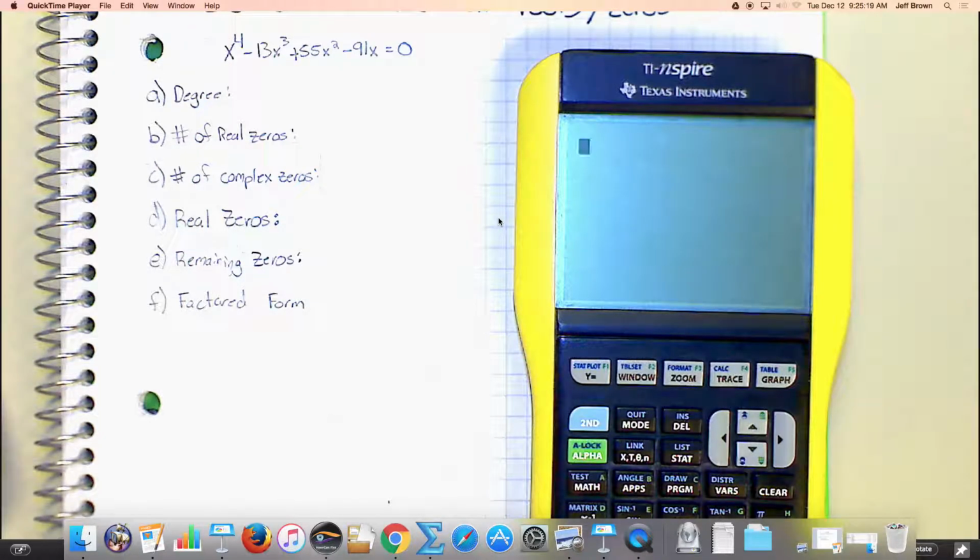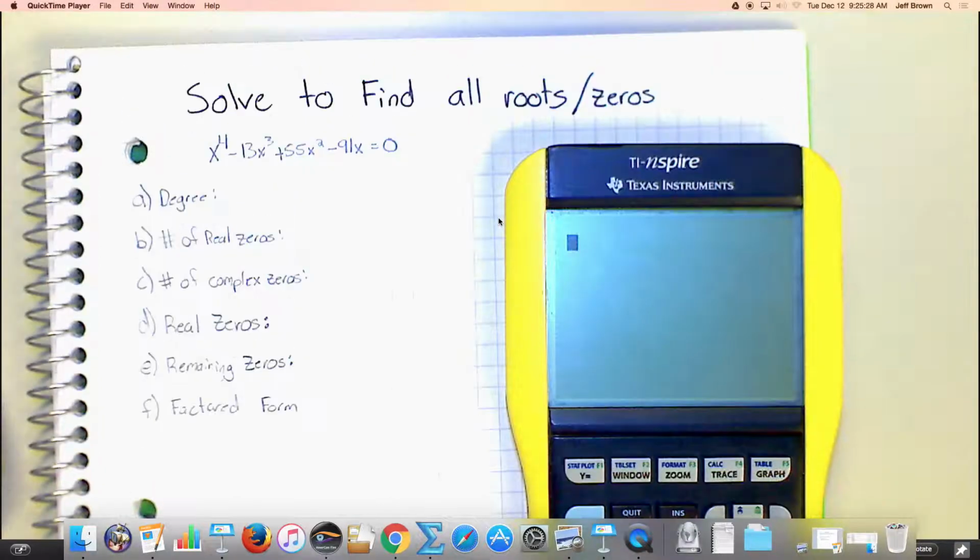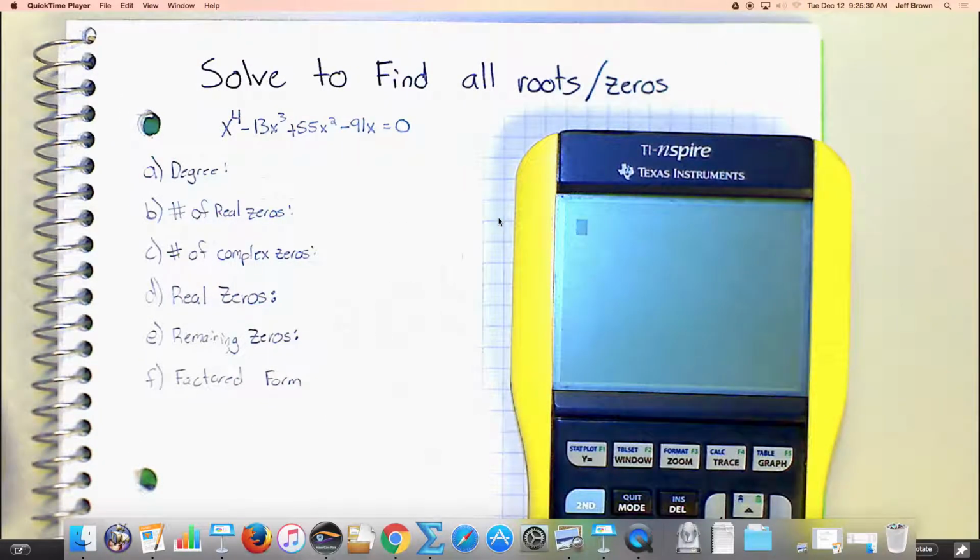So in this video, I'm going to give you another example of going through all of this polynomial solving stuff, finding all the missing zeros. What we're going to be working through today is how to find all roots and zeros. I have an equation here for us to look at.